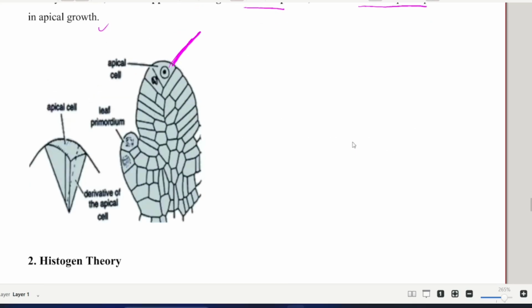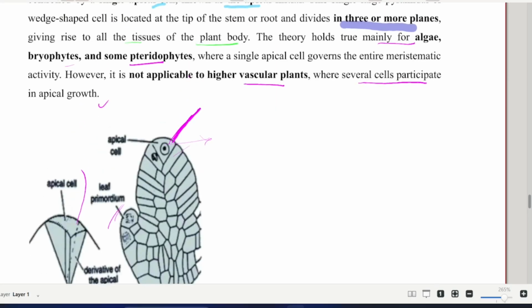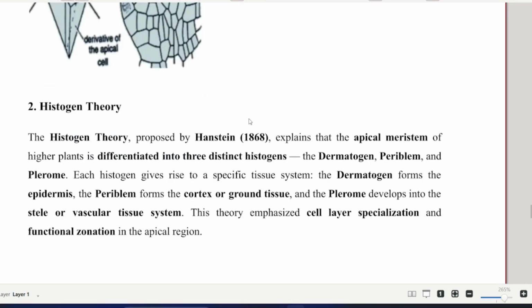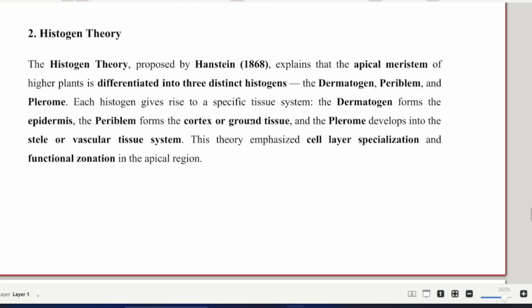So this is a simple figure where you can see a pyramidal apical cell. This is the leaf primordium, and this apical cell gives rise to all the tissues of the plant body through its division. That is the derivative of the apical cell.